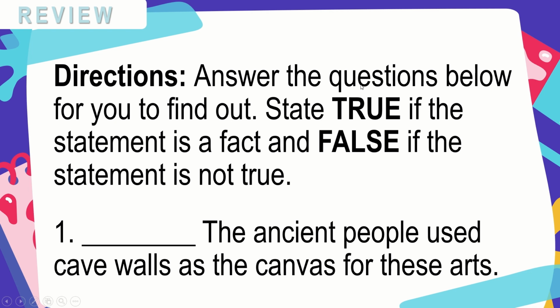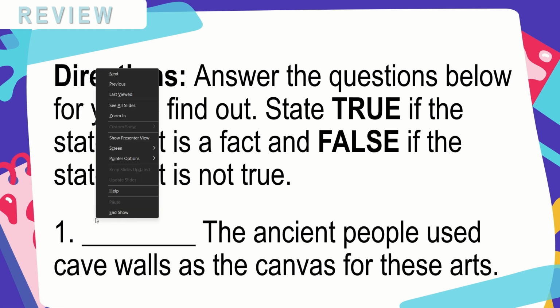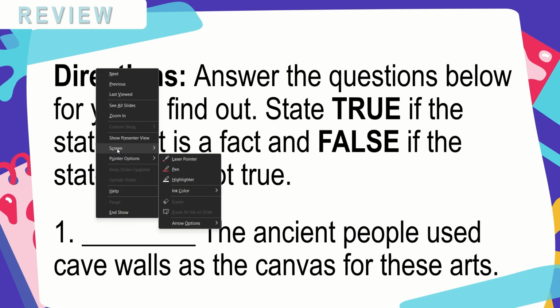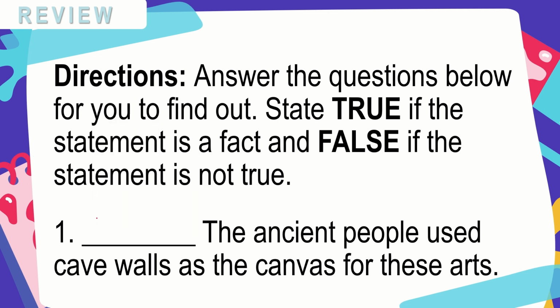Before we start, we will have our sample review. Directions: answer the questions below for you to find out. State true if the statement is fact, and false if the statement is not true. Number 1. The ancient people used cave walls as the canvas for these arts. Okay, the answer is right. The answer is true.